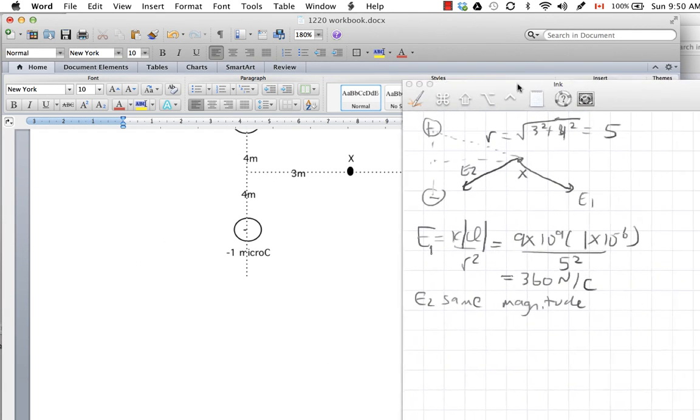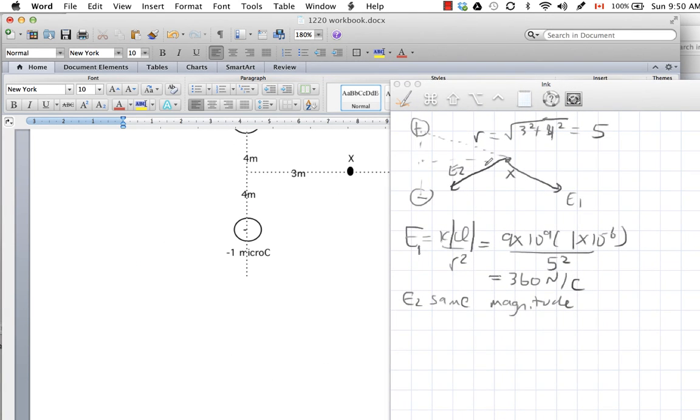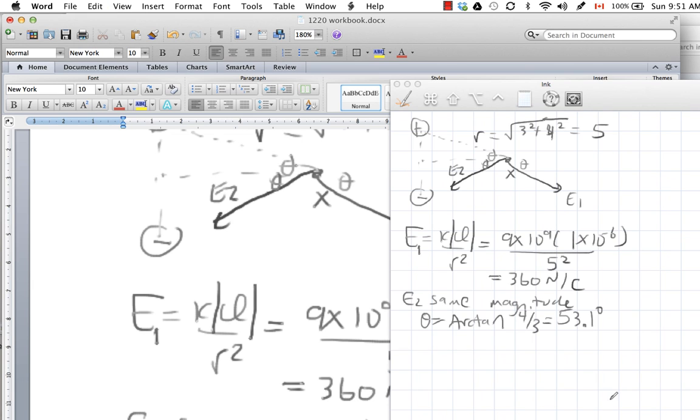And so now we want to add the vectors. That means we need to know what the angle is. This angle theta here will be the same as this one and the same as this one. Now in a 3-4-5 triangle, this is 4, this is 3. Well, you could just work it out. It'll be the arctan of 4 over 3. And in a 4-3-5 triangle, the angles are 53.1 degrees and 36.9. So there you go.